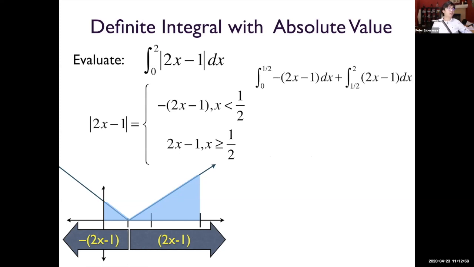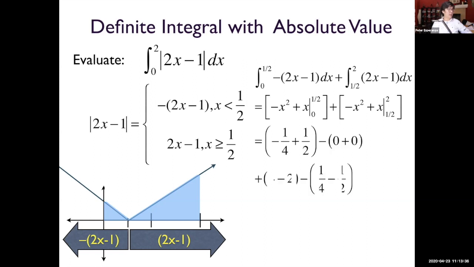The first integral is evaluated from 0 to 1/2, but the function you're using is the negative function, which is negative 2x minus 1, or negative 2x plus 1. The other function, you're going to add to the bigger triangle, which is an integral from 1/2 to 2. Using your calculus, you know that the integral function for the smaller triangle is negative x squared plus x. For the bigger triangle, is it negative x squared plus x? No, it's supposed to be positive.